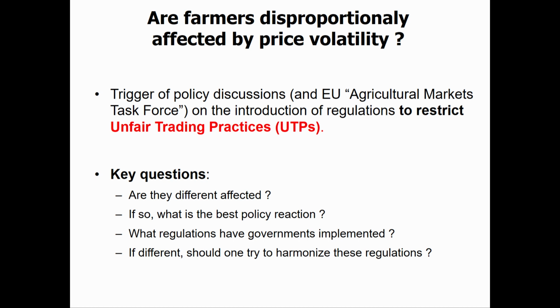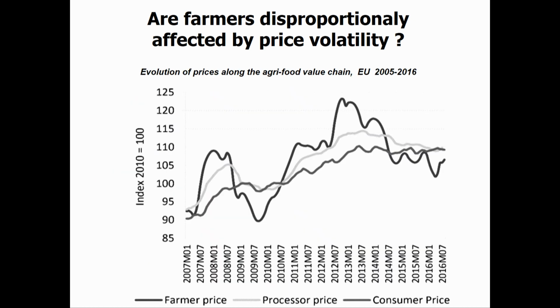And so the questions that we have tried to address is, are they differently affected? What's the best policy reaction? What regulations have governments introduced? And should there be harmonization of these regulations? So this is a picture just on the price line, and you see they don't come out so different, but the one with the biggest fluctuation, these are farm prices. The one with the least fluctuation are the consumer prices, and the processor prices are in between. So this already suggests that this is indeed the case.